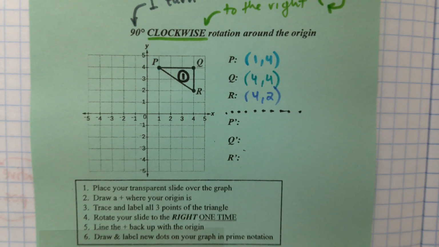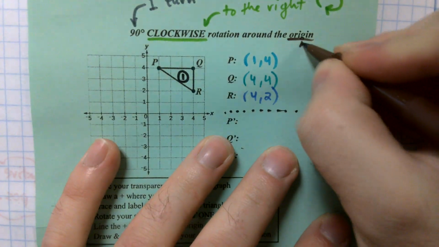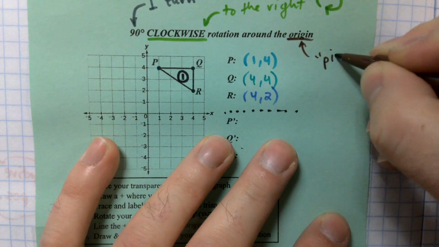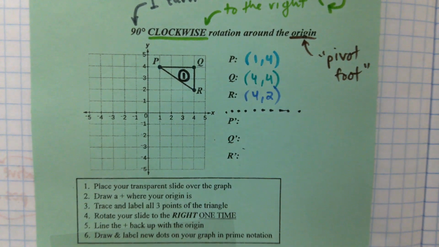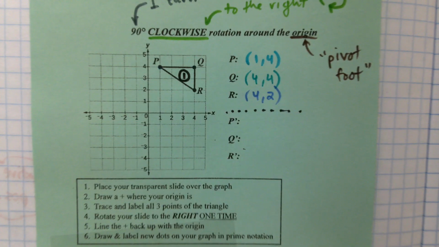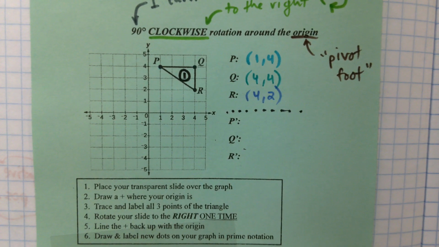Question? No? Okay. So go ahead and write here, origin is like my pivot foot. So you can't move the origin? You can't move the origin, but I'm going to move around the origin. Okay? If I plant my right foot and pivot all the way around it, I just made a circle. That's kind of like what my rotation is going to look like.